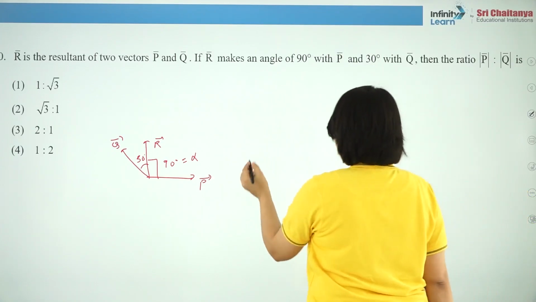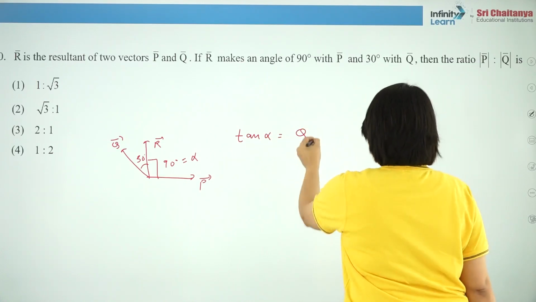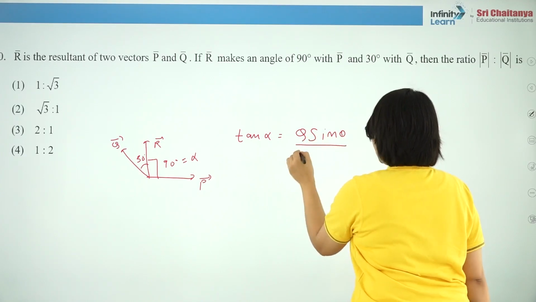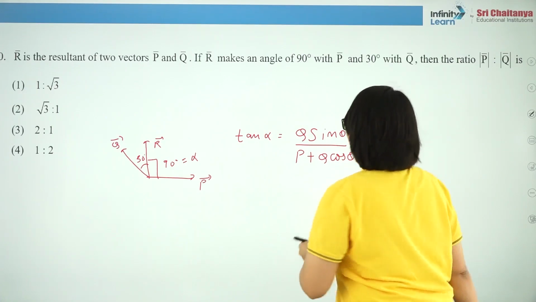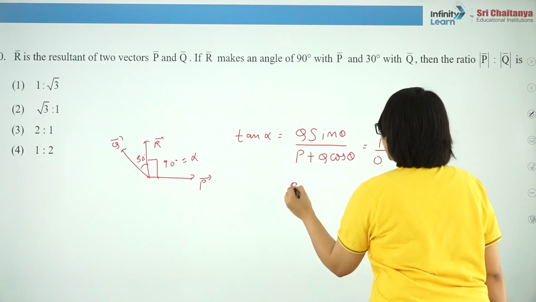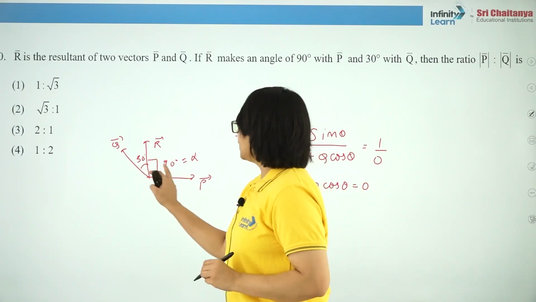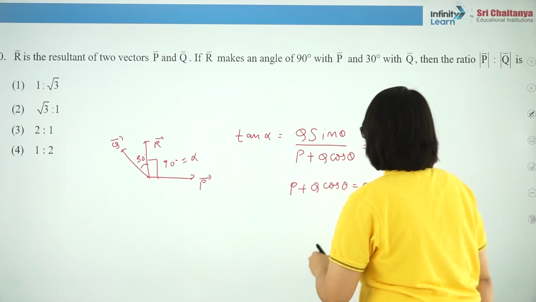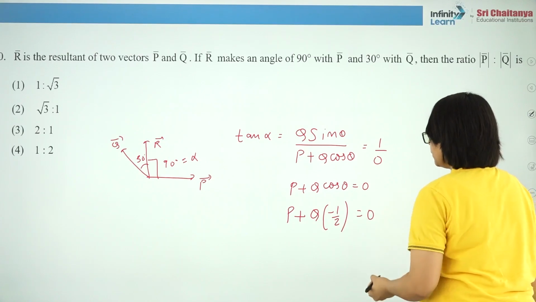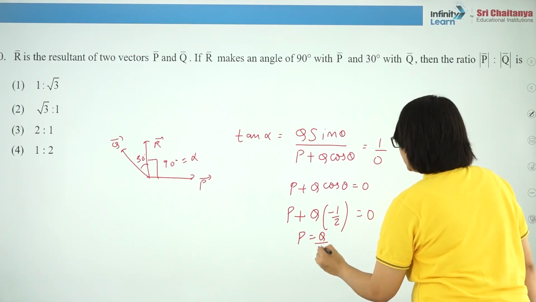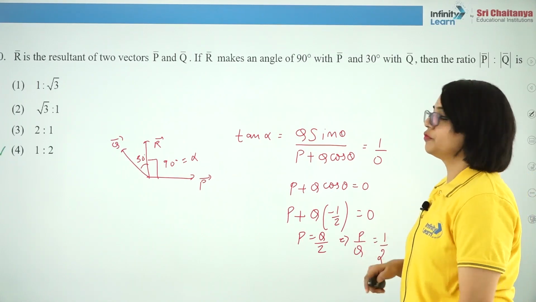So, it can be written as tan alpha is equal to Q sin theta upon P plus Q cos theta. Now, tan alpha is tan 90 degree, which is 1 upon 0. That means P plus Q cos theta should be 0. Now, angle between P and Q is 90 plus 30, which is 120 degree. So, you can see that P plus Q cos 120 degree, which is minus 1 by 2, is equal to 0. So, P is equal to Q by 2 and P by Q is 1 by 2, which is option 4.